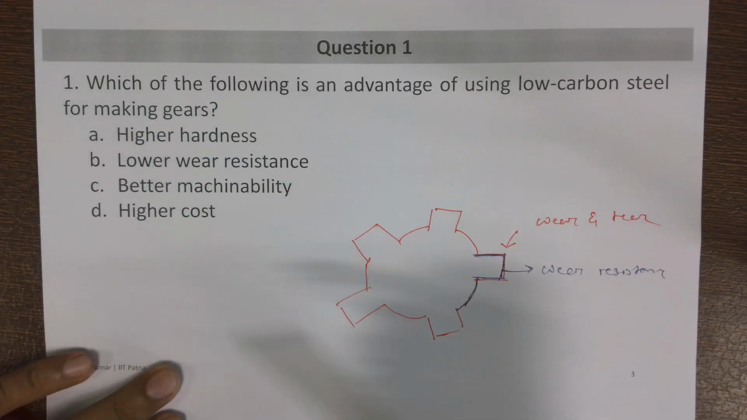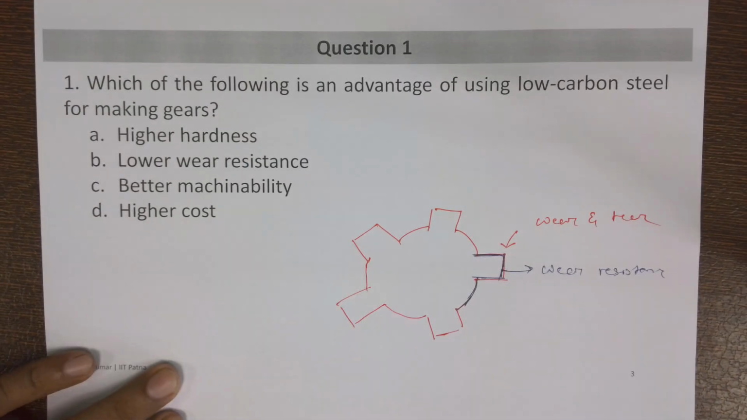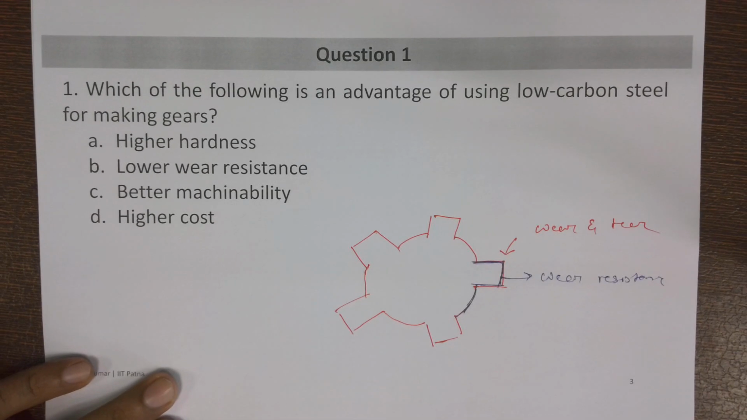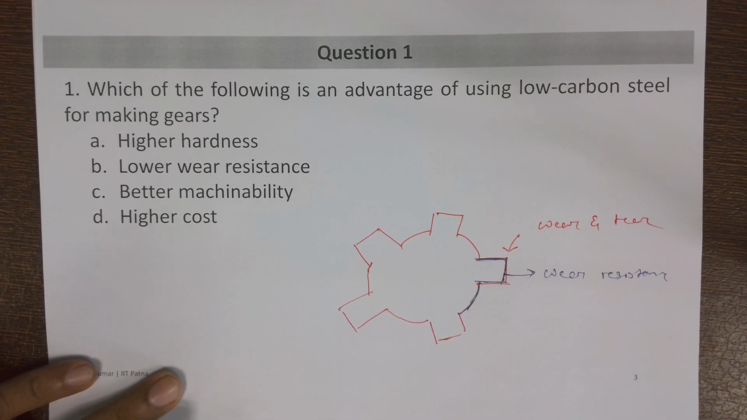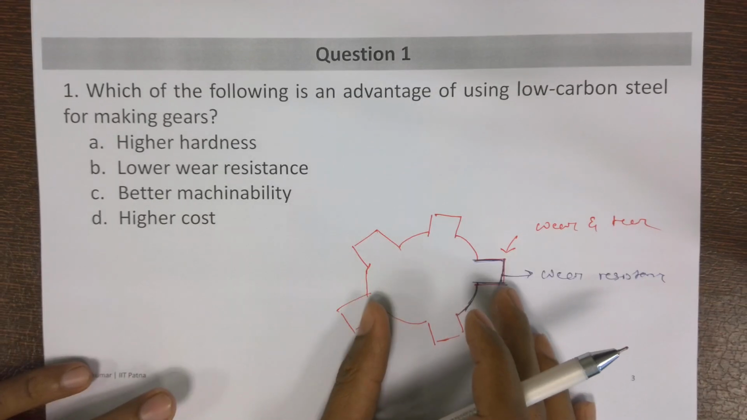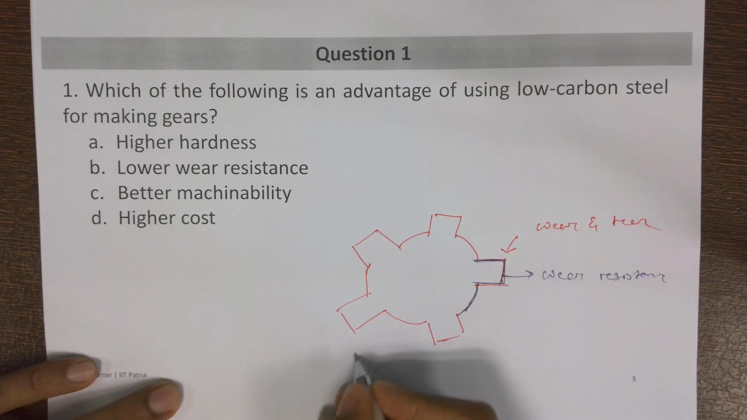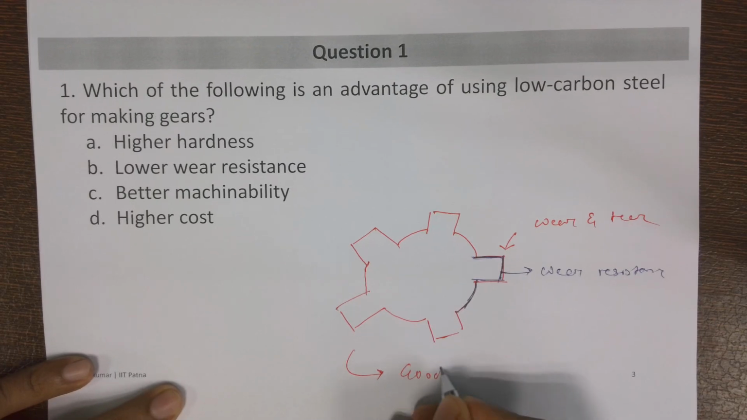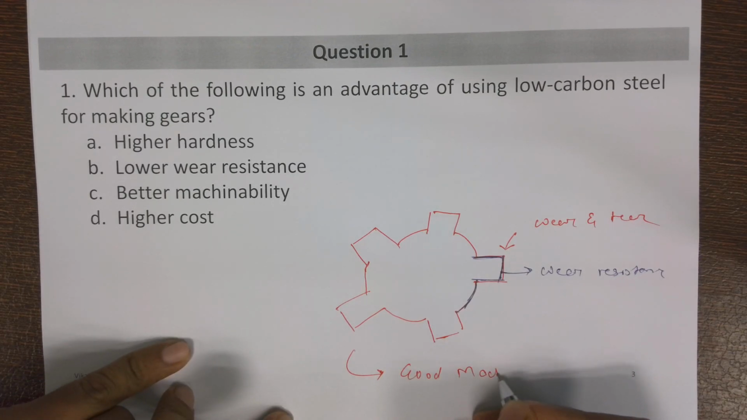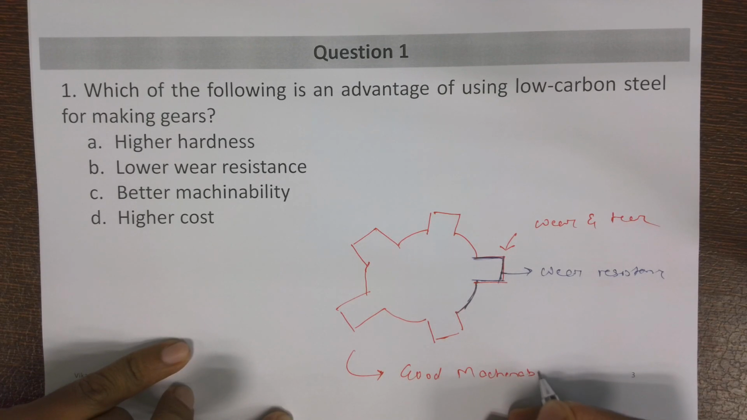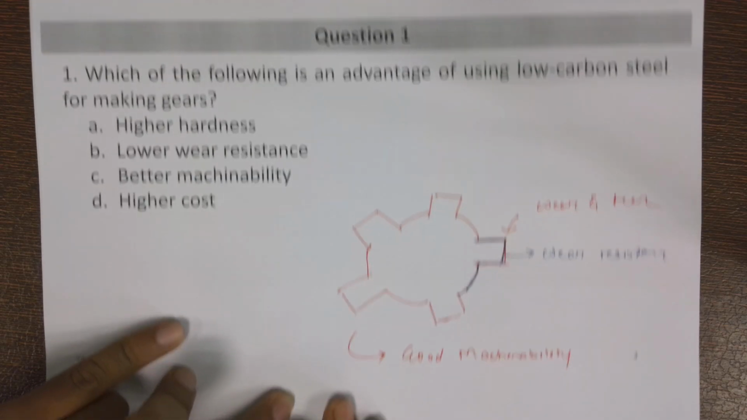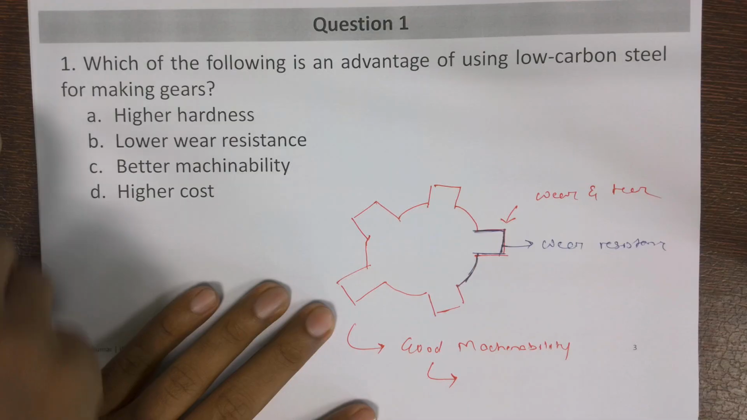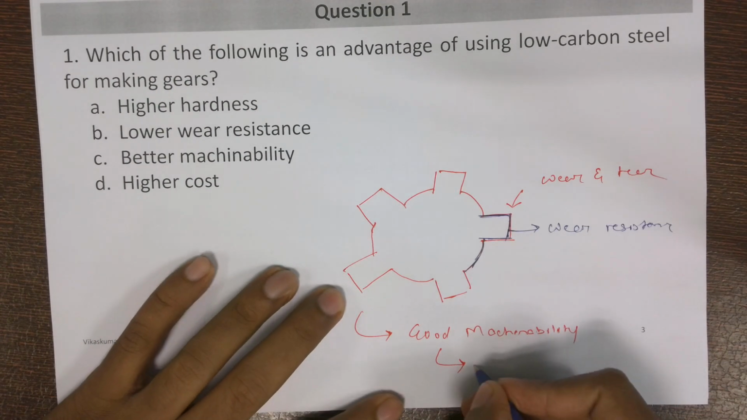But you know the geometry, the shape of the gear, is a complicated shape. So our material should be able to take this complicated shape. What we mean by that is our material should have good machinability. Good machinability means we can refer to the low carbon steel.